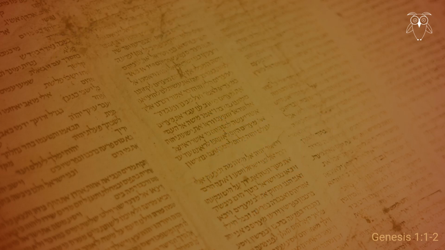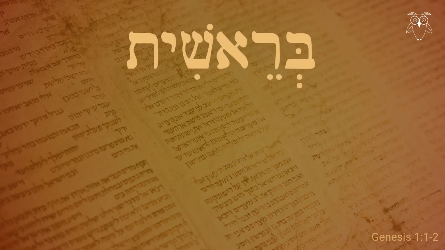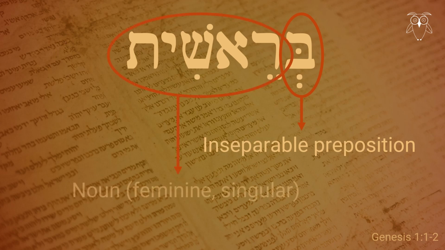So, let's get started. The first word of the Hebrew Bible is Bereshit, as I've mentioned in some of my previous videos. It also serves, in the tradition of the ancient Near East, as the title of the book. This first word consists of two elements, the preposition be and the noun reshit.